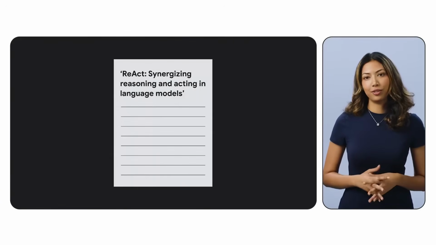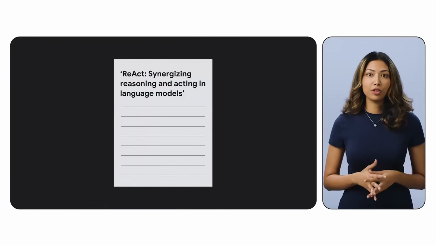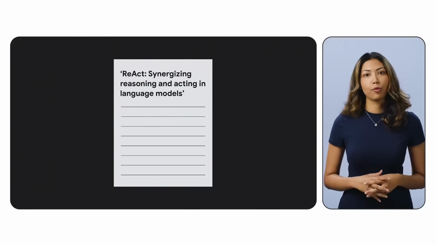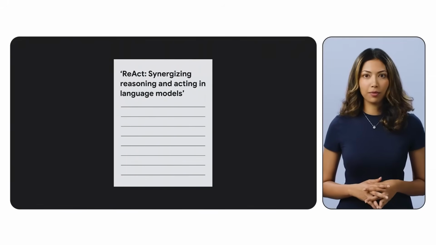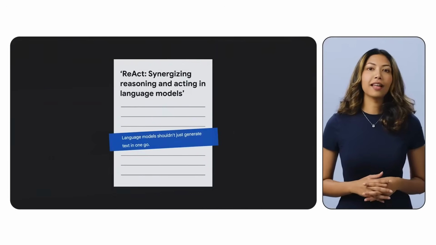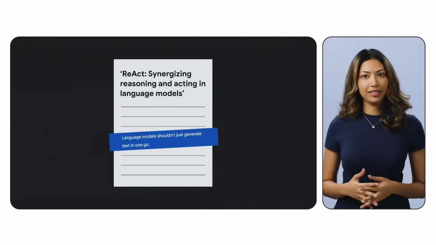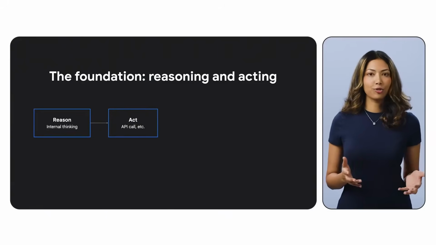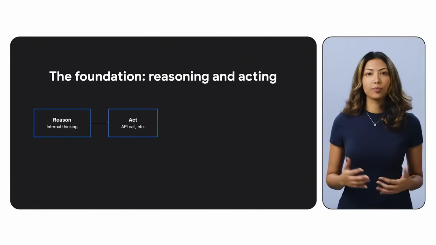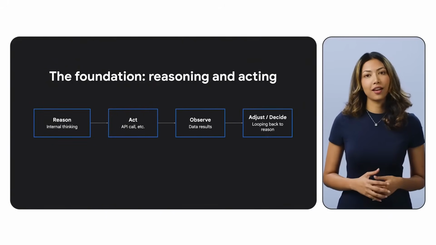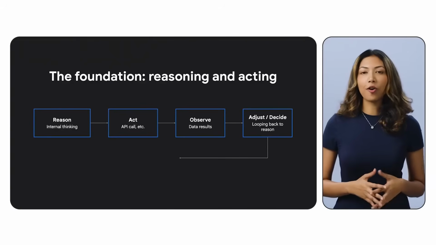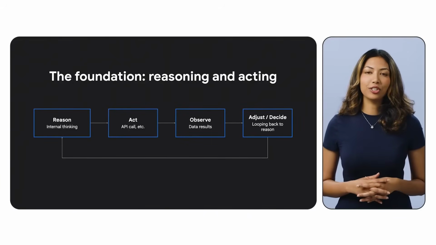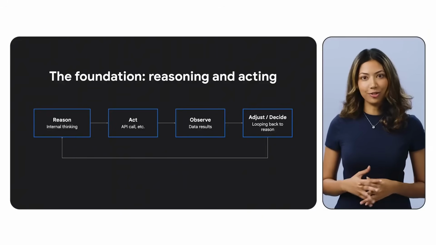One of the clearest explanations comes from the research paper ReAct: Synergizing Reasoning and Acting in Language Models. The idea in that paper was simple but powerful. Language models shouldn't just generate text in one go. They can actually reason step by step, take an action like calling a tool or API, observe the results, and then decide what to do next. That cycle of reasoning, acting, observing, and adjusting is the foundation of how modern AI agents work.